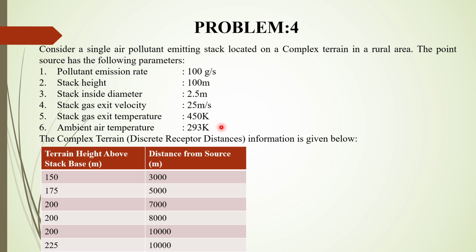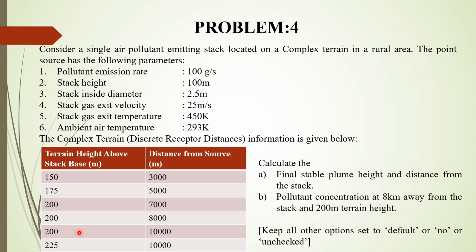The complex terrain is 150 meter height from the stack base at 3 kilometer, 175 meter height at 5 kilometer, 200 meter at 7 kilometer, 200 meter at 8 kilometer, and 200 meter at 10 kilometer. That is, there is a plateau shape, as you can see, and after 10 kilometers the terrain base height is 225 meter.